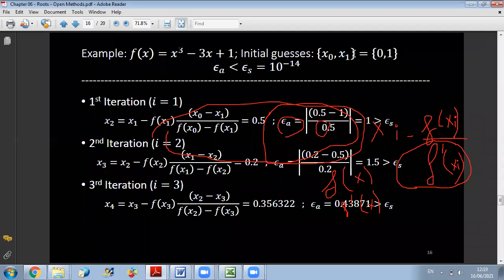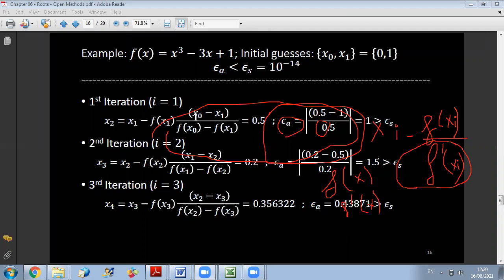So let us do an example. Taking the first example, we give you f(x) equal to x cubed minus 3x plus 1. And they gave you two initial guesses, x0 and x1 equal to 0 and 1. You want to compute how many iterations are required to reach an approximate error that is smaller than 10 to the minus 14. As you can see, the criterion is very strict. Maybe you will need several iterations. So let us try to use this method.